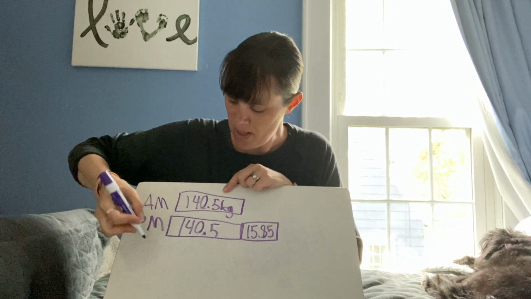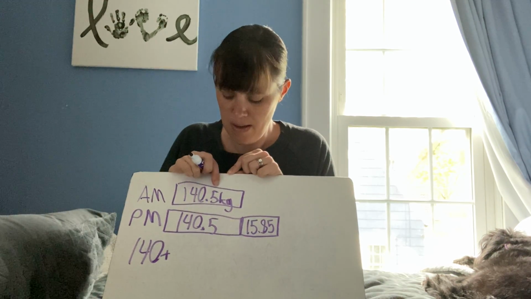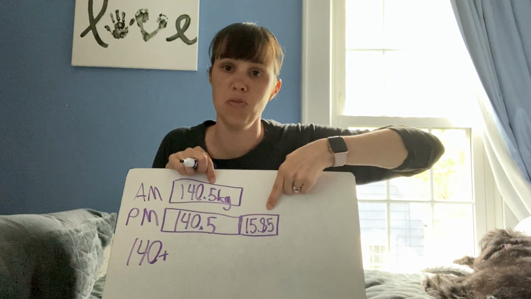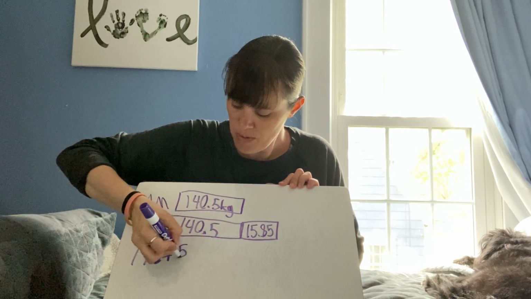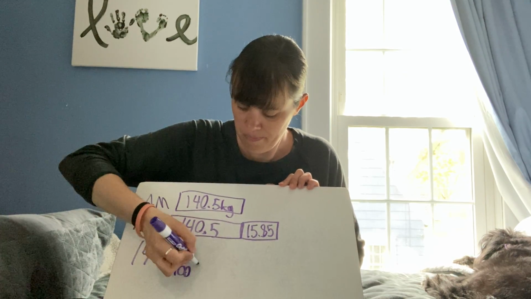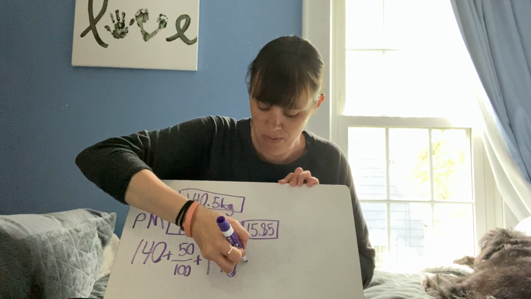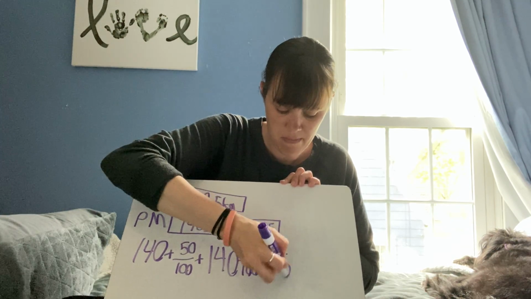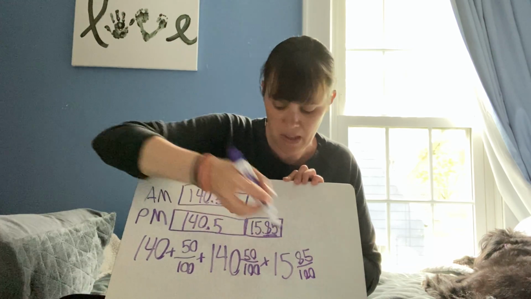So 140 plus, I'm going to do a little shortcut here. I know that that's 5/10, but I know that that's in hundredths. So right now I'm just going to write that 5/10 in hundredths. So how many hundredths is it? It is 50 hundredths. So 140 and 50 hundredths plus 140, and 50 hundredths plus 15 and 85 hundredths.